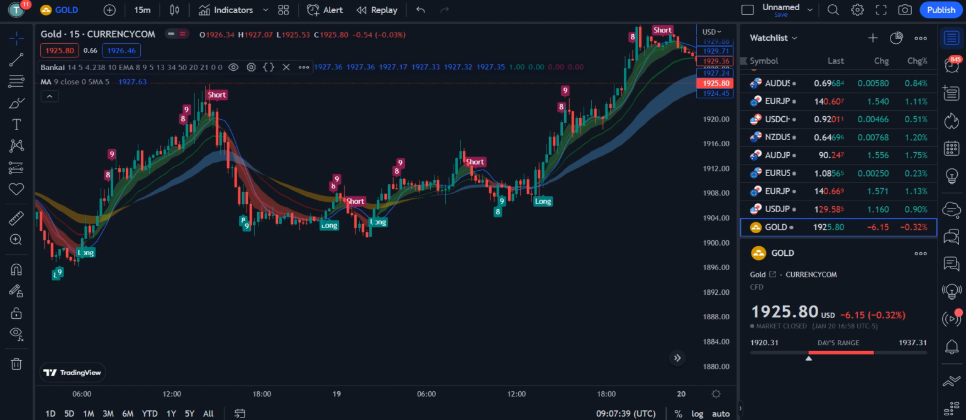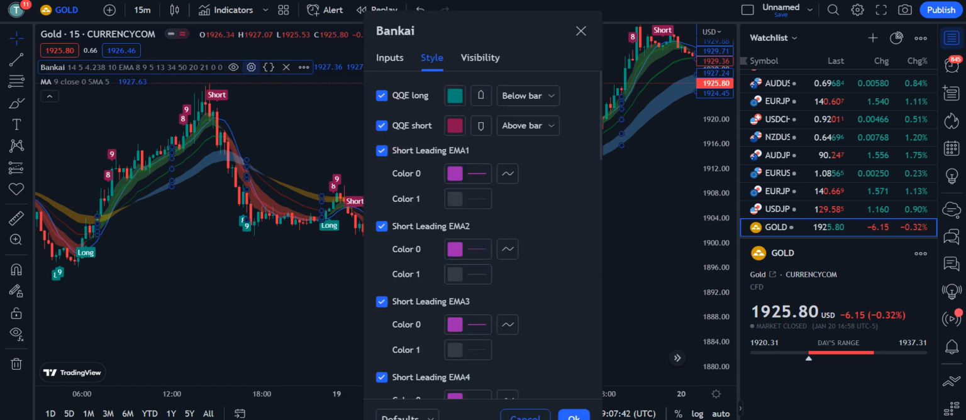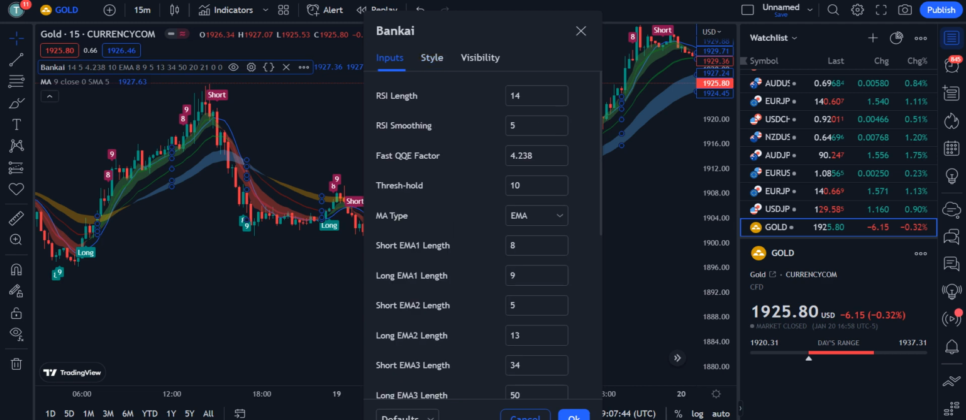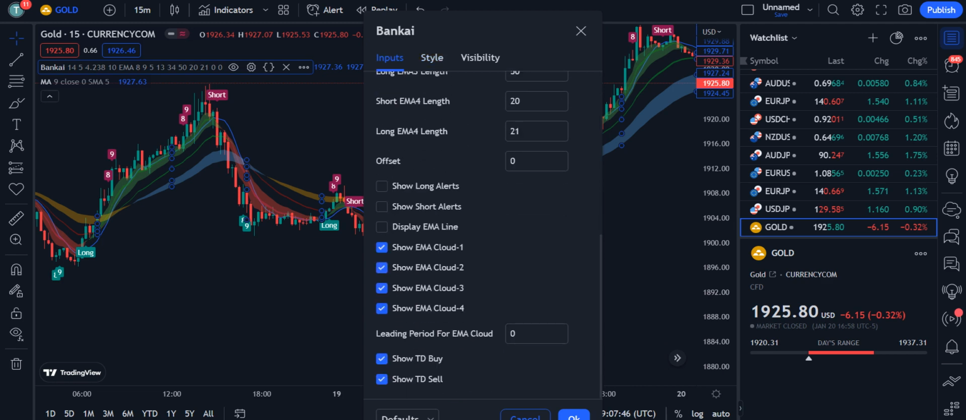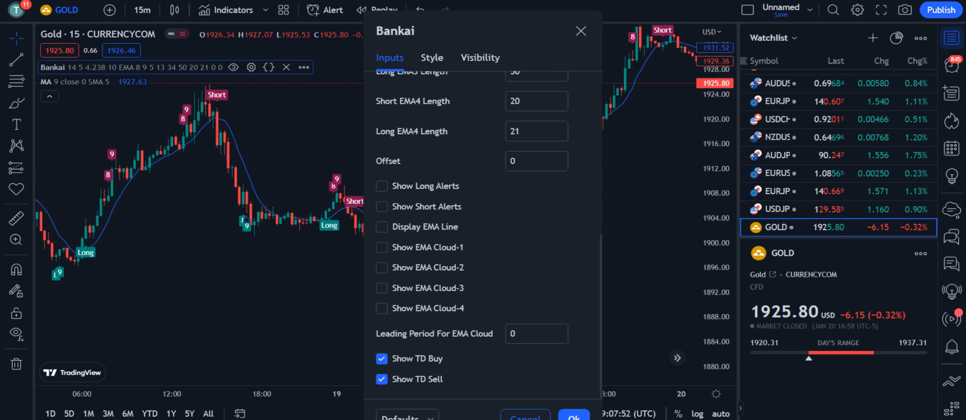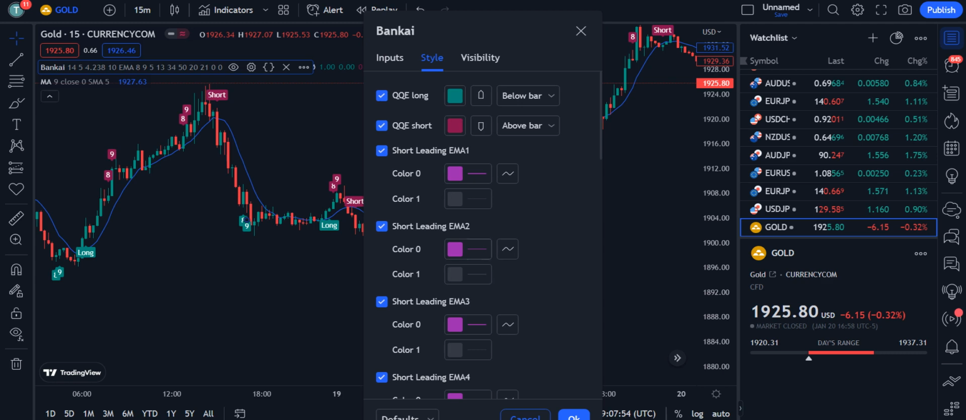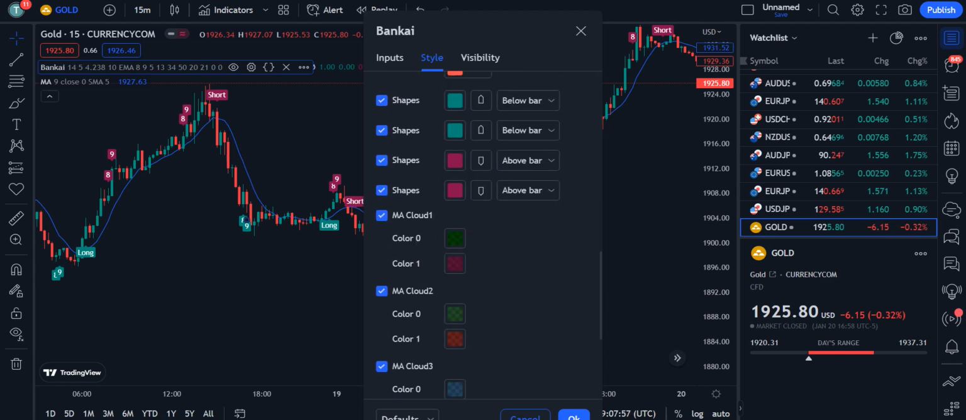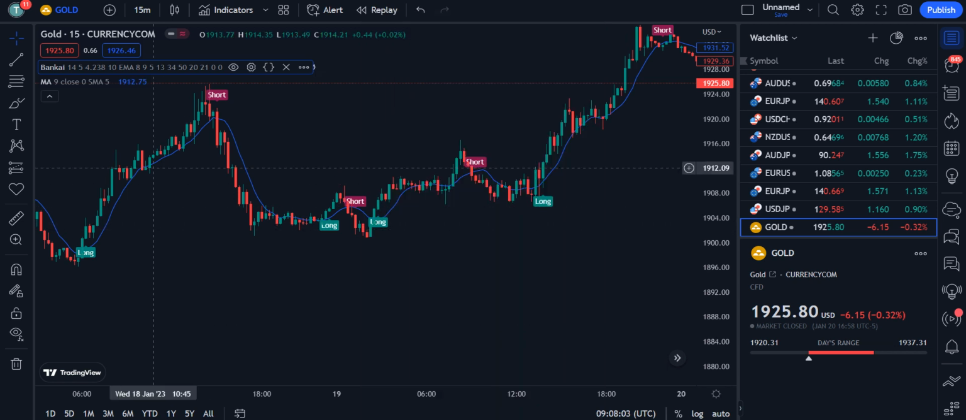First we will go into the adjustment of the first indicator, that is Benkai. From inputs we have to come down here and uncheck all these 4 options: Show EMA, cloud 1, 2, 3, 4, these all. And now we will go into the style tab. From here we have to uncheck all these shapes. That's all. Click OK.